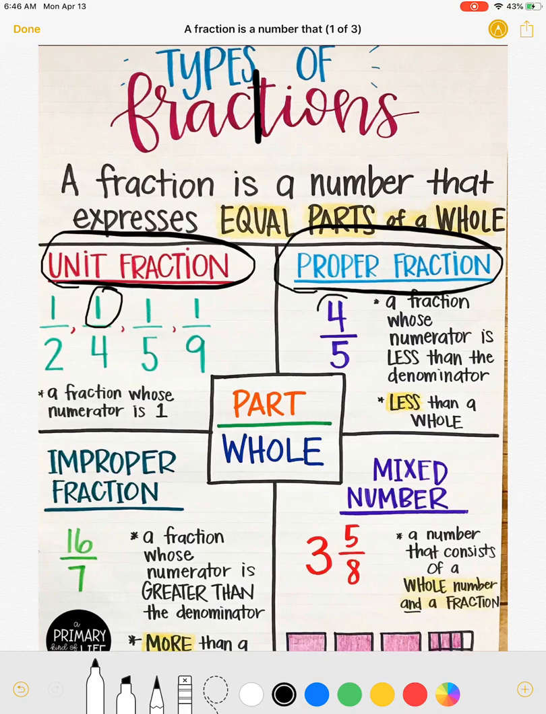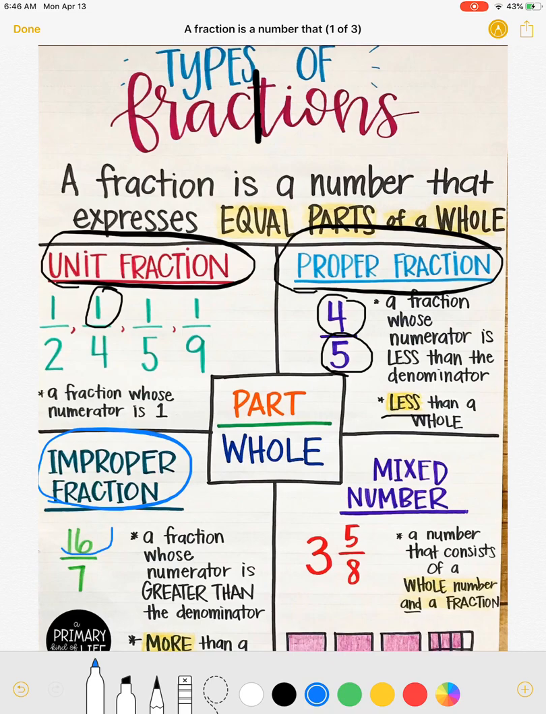So 4 is our number on the top, our numerator. That's less than our denominator, the number on the bottom. And this represents less than a whole. 4/5, that's not one complete whole, that's smaller than 1. Then we have improper fractions. And we learned about these for the first time this year. This is a fraction whose numerator is greater than the denominator.